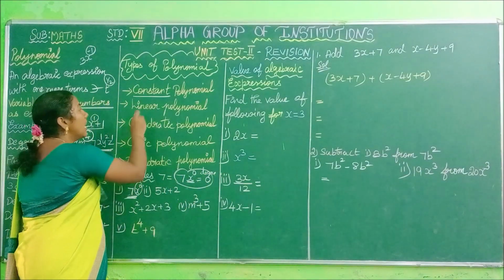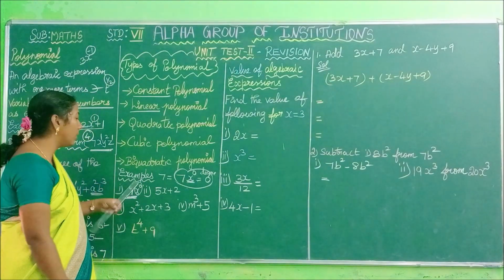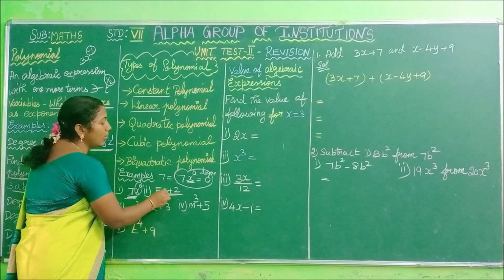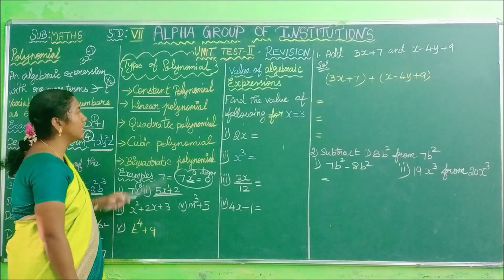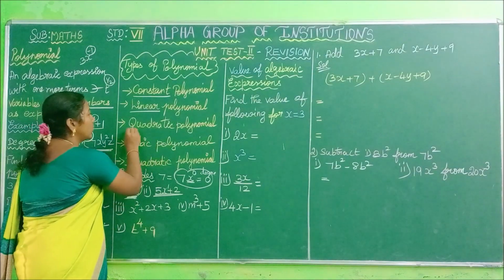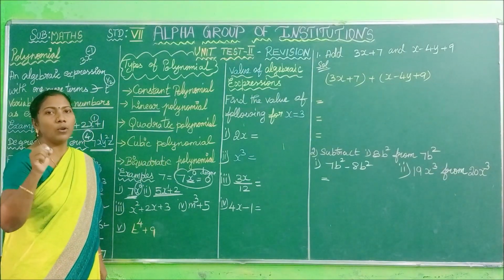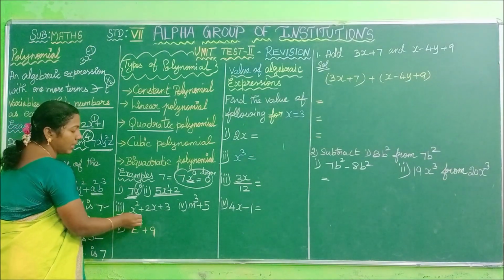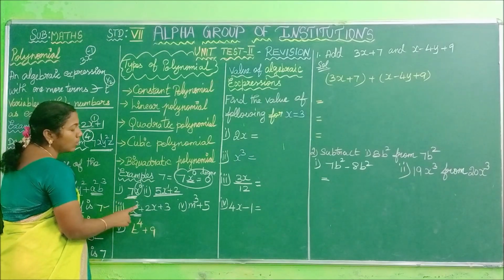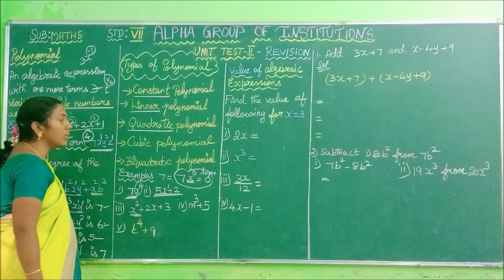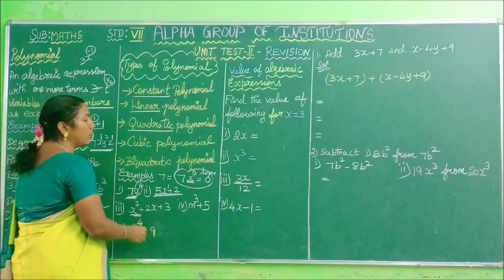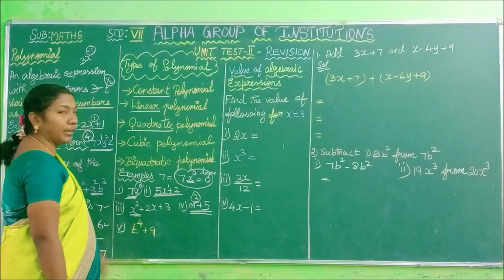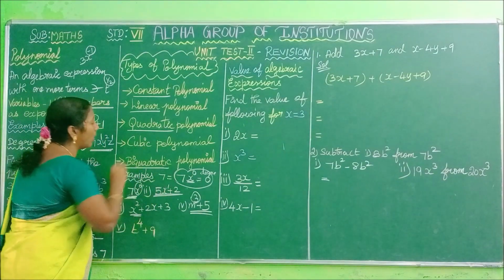See the next one, linear polynomial. What is meant by linear polynomial? If your polynomial has degree 1, see here 5x plus 2, the degree of x is 1, so we can call it a linear polynomial. See the next one, quadratic polynomial. If a polynomial has degree 2, we call it a quadratic polynomial. See here x power 2, it has the power 2, so it is a quadratic polynomial. Similarly, cubic polynomial means a polynomial of degree 3. See the last one, important, biquadratic polynomial.